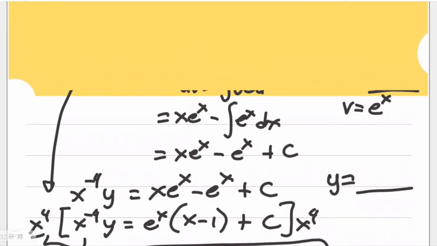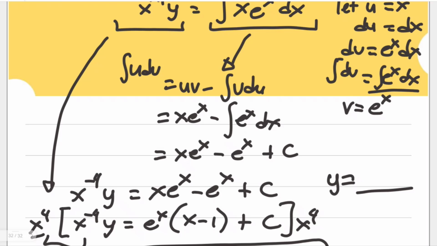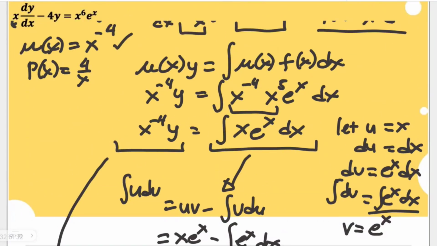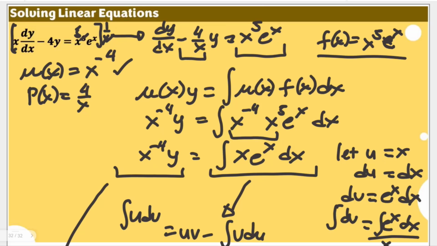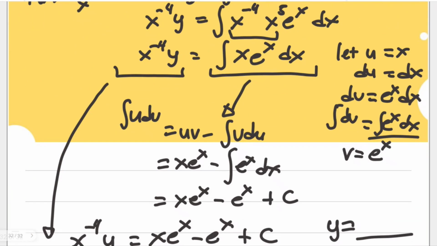Take note that again we used the integrating factor presented in the previous video together with the f of x when this is already in standard form, and we illustrated integration by parts for this specific integral because it cannot be automatically simplified.